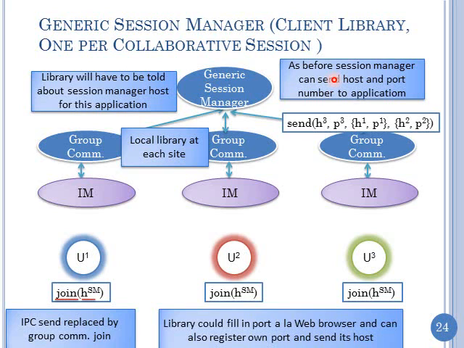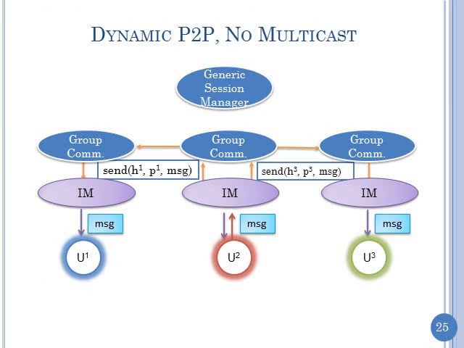So as before, let's now consider the direct alternative, where things are being sent directly, and there are many reasons to send information directly also. In that case, the session manager, based on this information, can send information to the library about the other hosts and ports, which can be used for direct communication. And so now, once we get that information, I can send information directly to my peers.